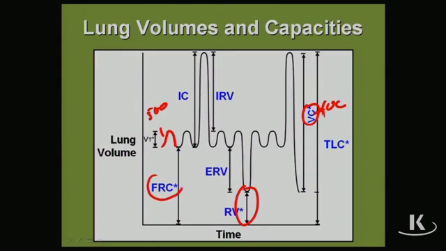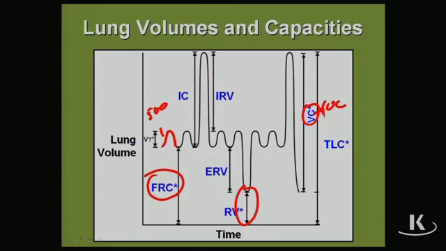Functional residual capacity. This remains in the lung after a normal expiration. What is the volume that is inhaled maximally after a normal expiration? Inspiratory capacity. Inspiratory capacity is the maximum inspired volume in a normal person.